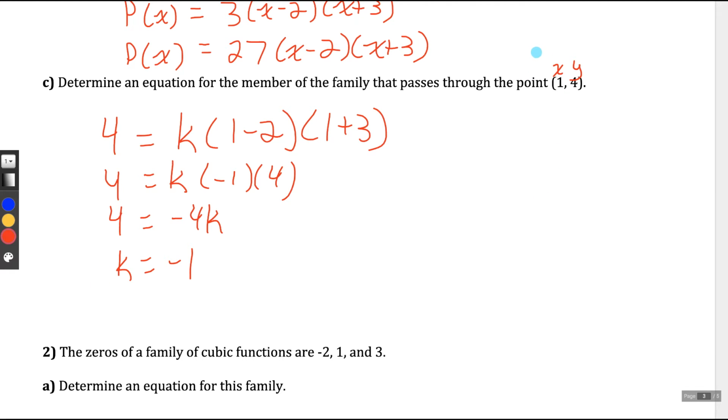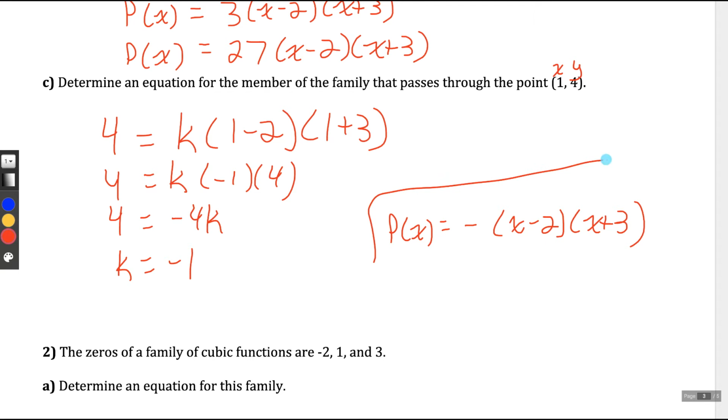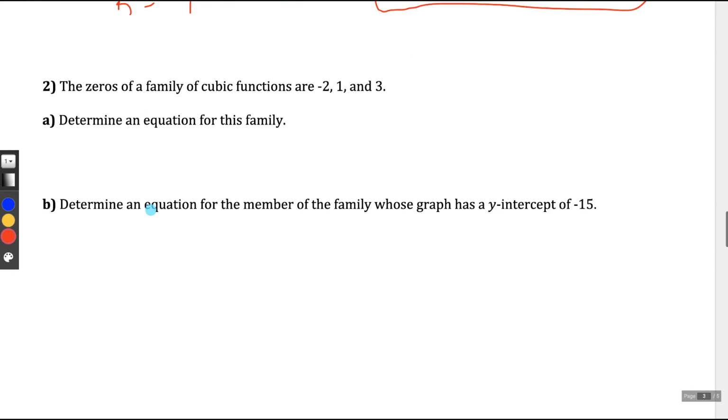So the equation for the member of the family that passes through that point would have a stretch or compression factor of -1. So p at x would equal negative x minus 2 times x plus 3. That would be the equation for that member of the family. Let's try another one.